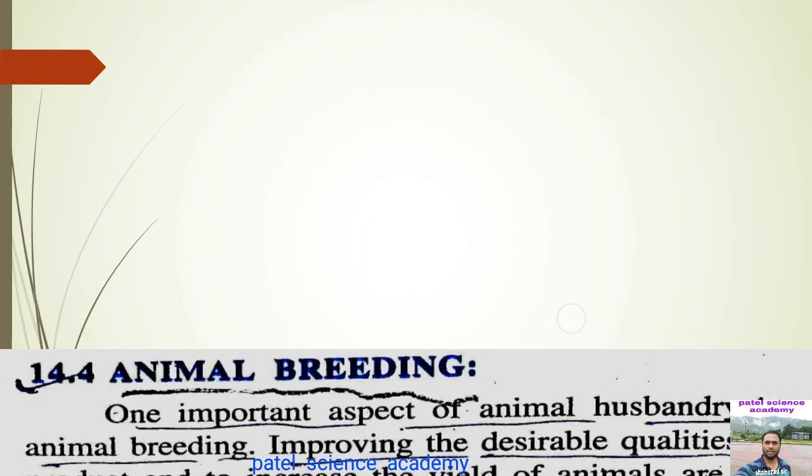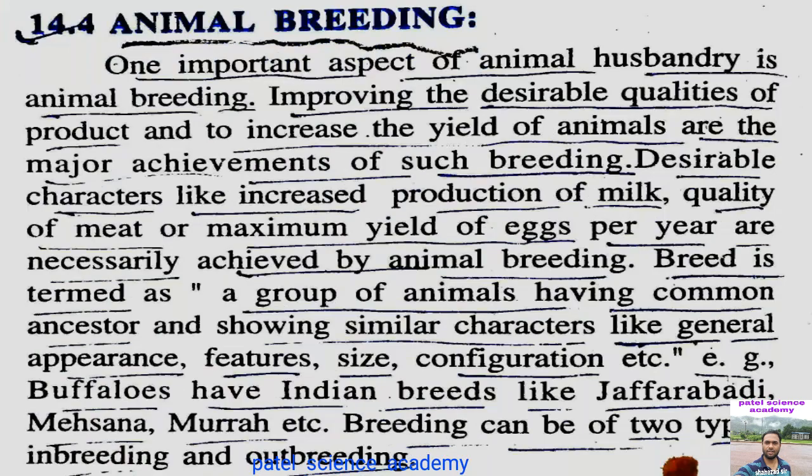Now in this chapter I am going to teach you about animal breeding. What is animal breeding? The breeding of animals is an important aspect of animal husbandry, and animal breeding aims at increasing the yield of the animals and improving the desirable quality of the products. If the quality of the products has to be improved, then we can go for animal breeding.